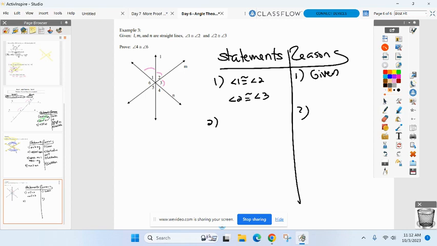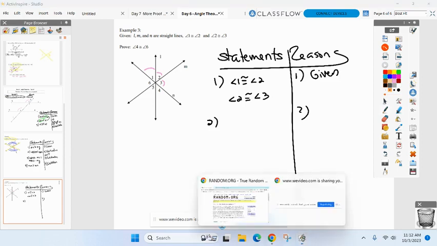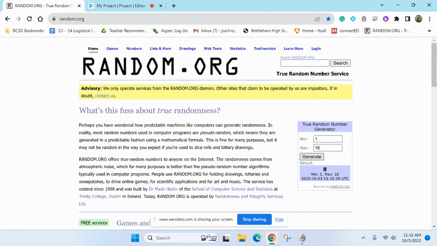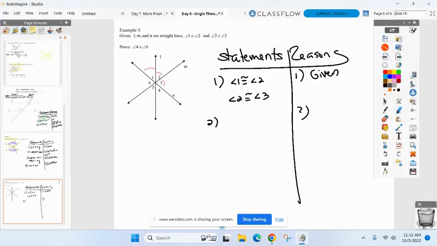Without even looking at the diagram, can you tell me two angles that should be congruent in step 2? Just by looking at 1 congruent to 2 and 2 congruent to 3 right away, before I even start looking at the diagram, what other two angles have to be equal then? Will, back to you today. 3 congruent to 1. What made you decide to say that? Yes, sir. Substitution.